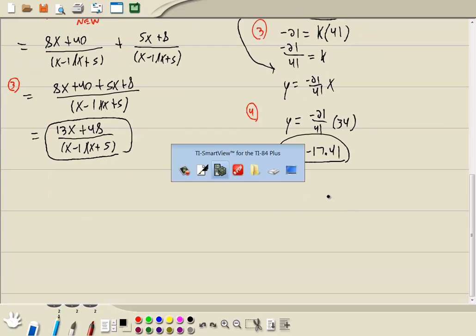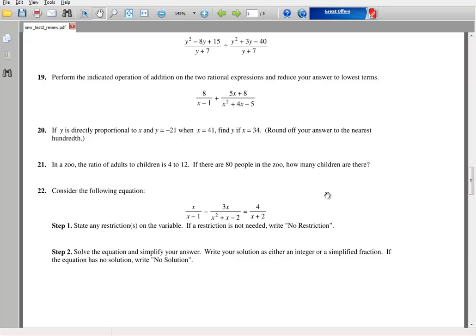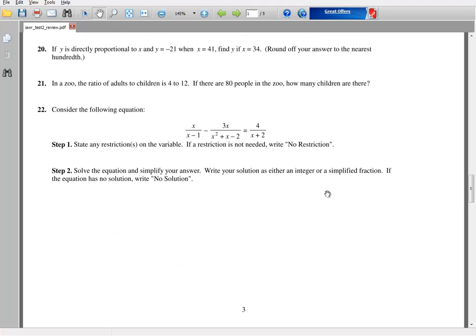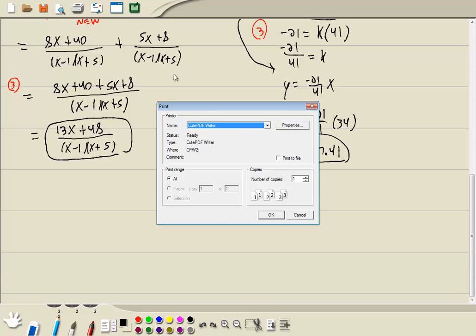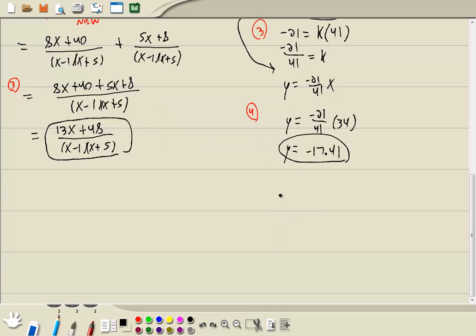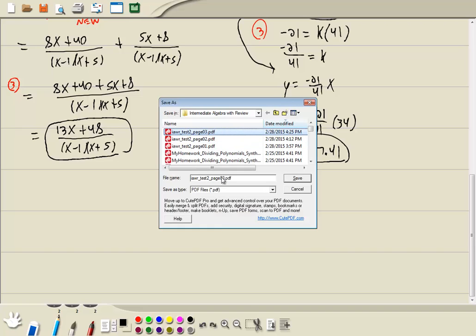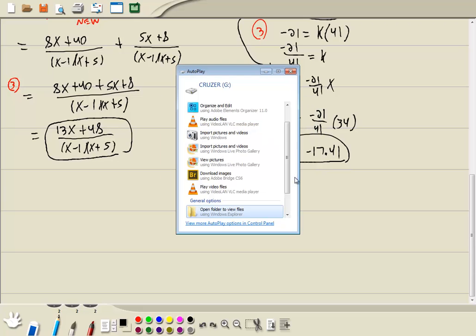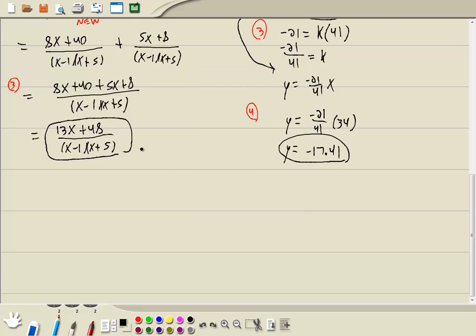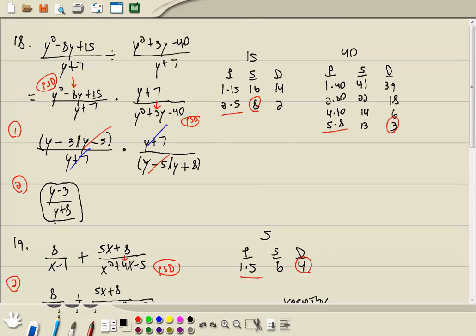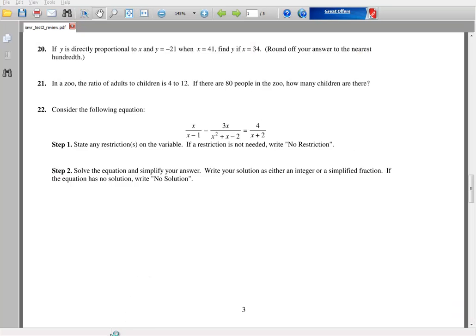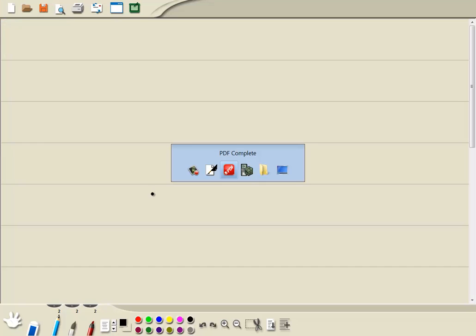And let's see what problem's next. Let's save that. There we go. And let's start a new page. So we got 21.